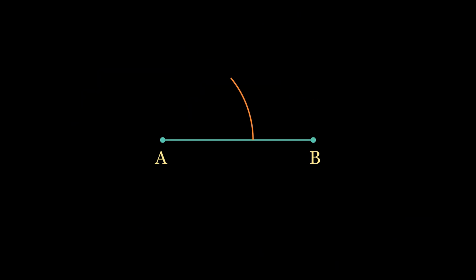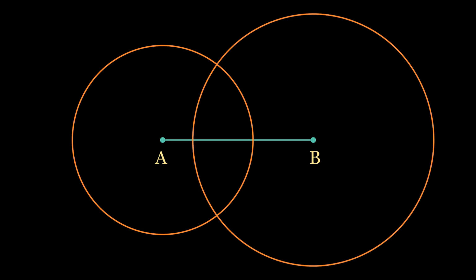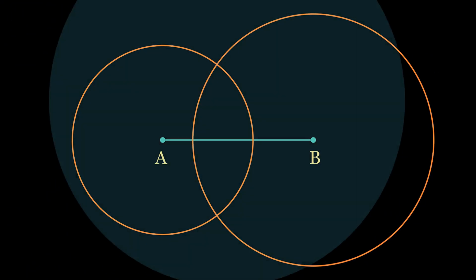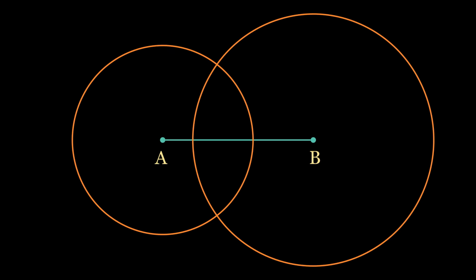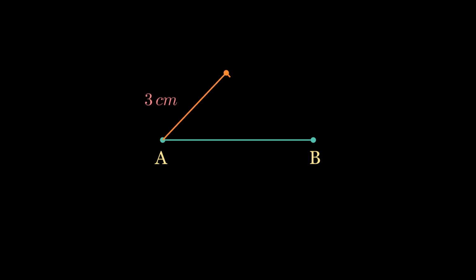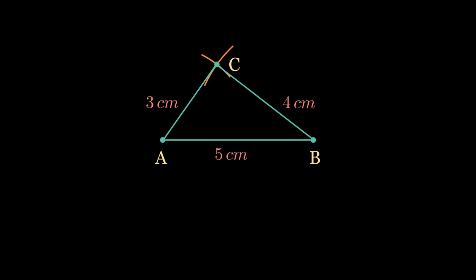Notice that drawing the whole circles is unnecessary. If the approximate location of point C can be estimated, we can draw arcs instead of circles. Draw an arc with radius 3 centimeters from point A, and another arc with radius 4 centimeters from point B. The point of intersection of both the arcs is point C. Join the vertices to form the triangle.